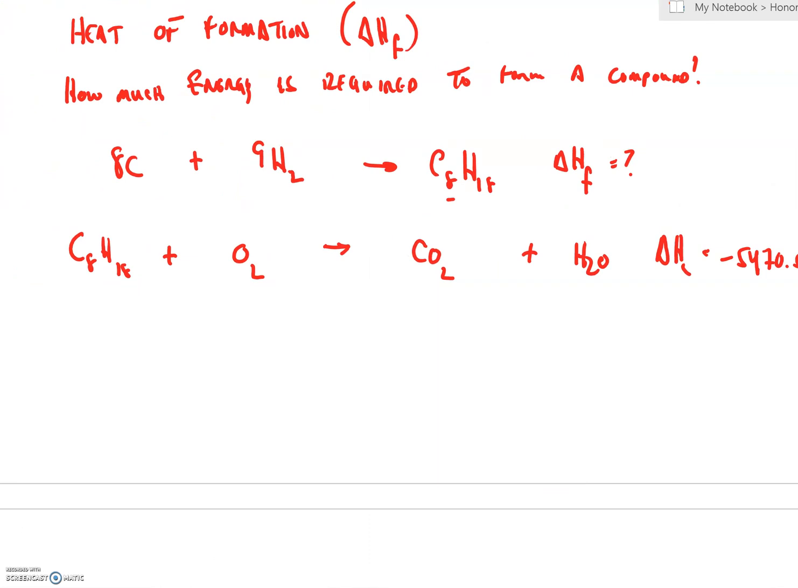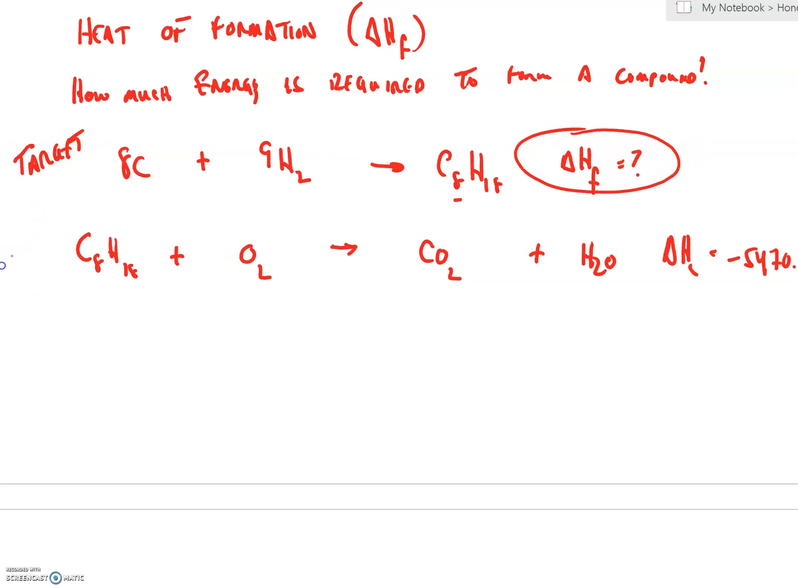Well, what we're going to do is try to use this equation to determine this heat of formation. And that means that we're going to make this our target equation and this one of our step equations. So let's do this like we've been doing, where we're going to take this step equation and flip it around backwards. Let's make sure that it's balanced.